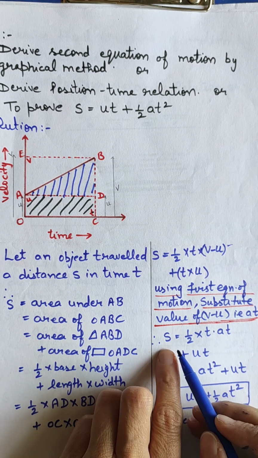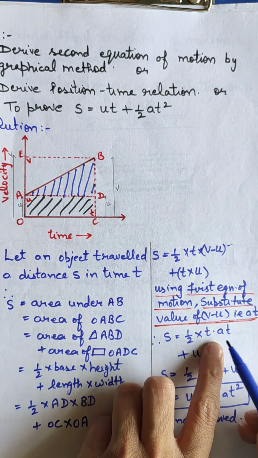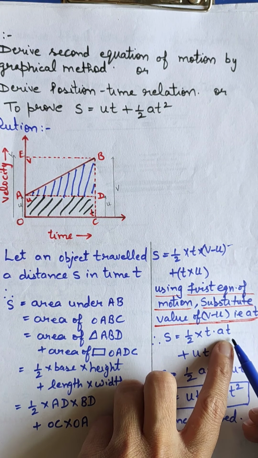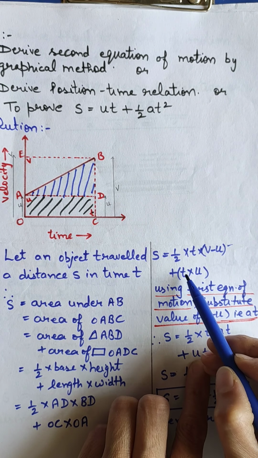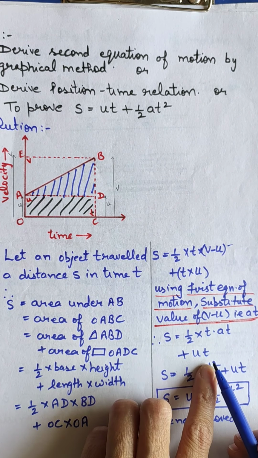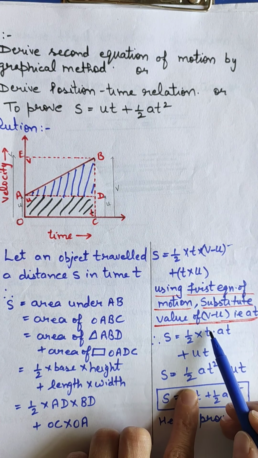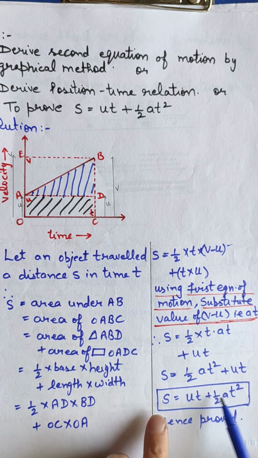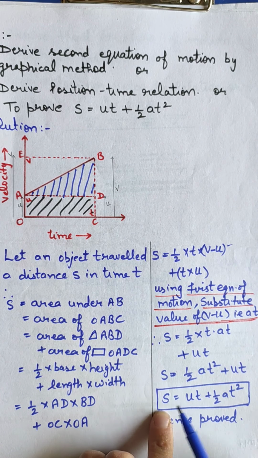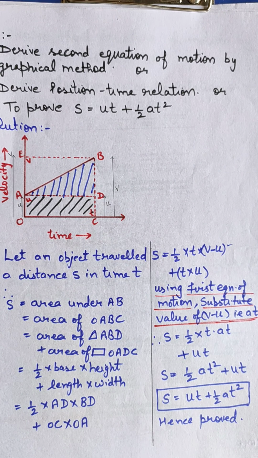So, we get S is equal to half into T into V minus U, which is AT, plus, we will rearrange it, U into T. So, it is UT. So, S is equal to half A into T into T, T square, plus UT. And if we rearrange it, S is equal to UT plus half A T square. Hence, the second equation is proved.